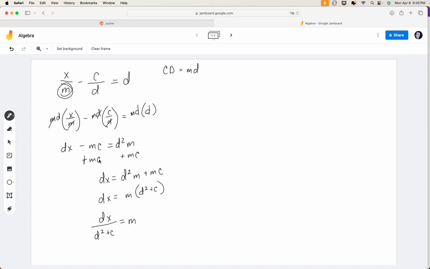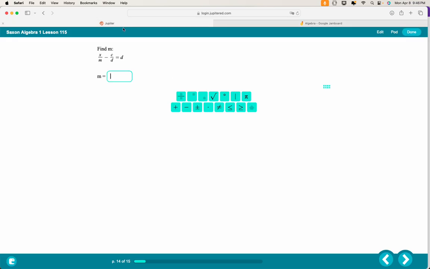I'm going to add mc to both sides to get all my m's on the same side, which gives me dx is equal to d squared m plus mc. I'm going to factor out my m's and get m times d squared plus c. And then I'm going to divide both sides by this factor, d squared plus c, which gives me dx over d squared plus c is the value of m. I'm going to type this in and see if this is the way it wants it.